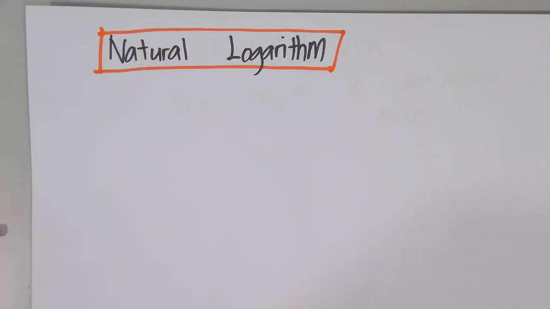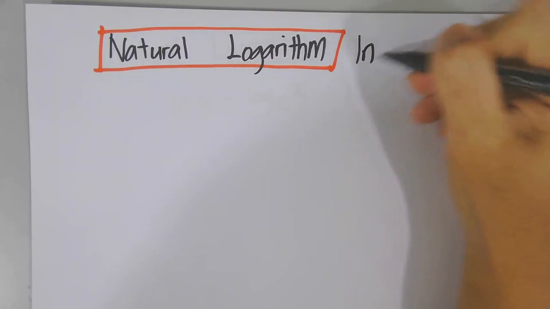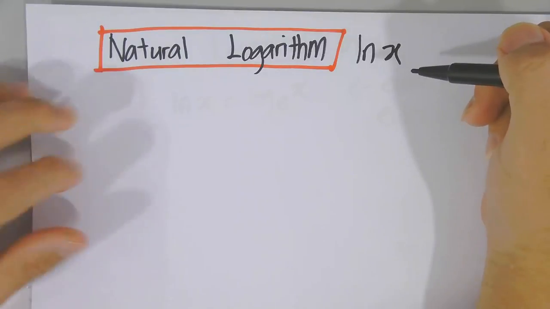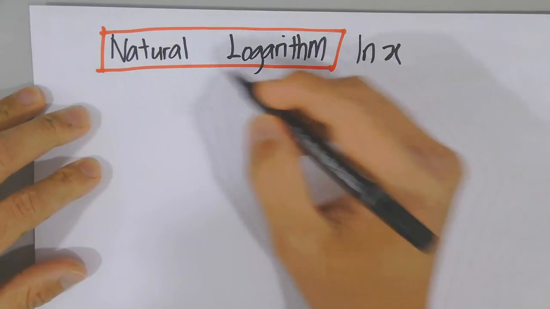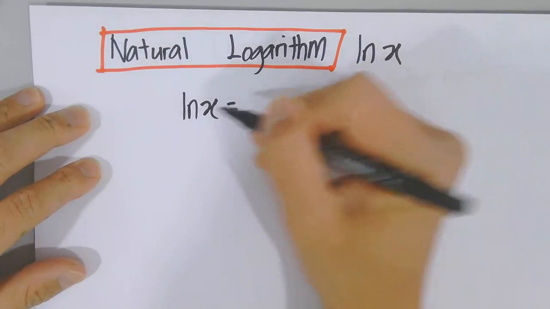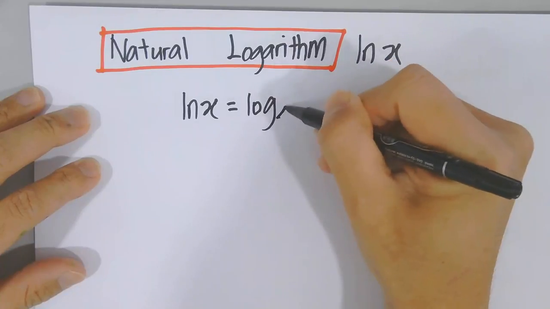So this is a concept that is not included in my lecture notes. Now I'm going to present to you what it means by natural logarithm. Natural logarithm is written as ln x. So the definition of natural logarithm is ln x, which is a logarithm with base e.